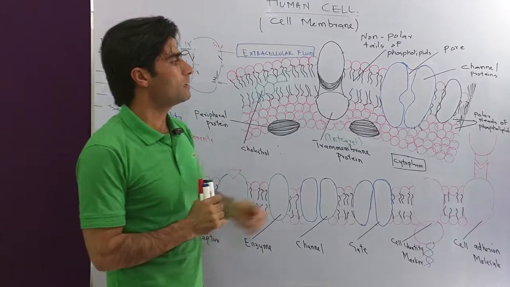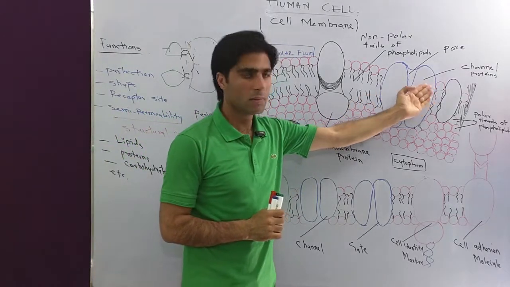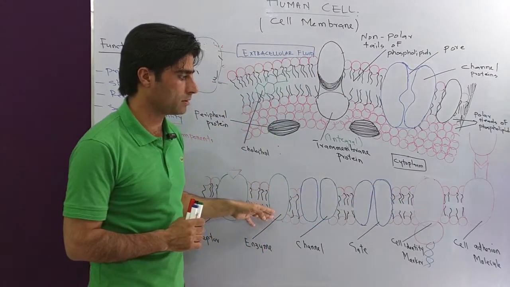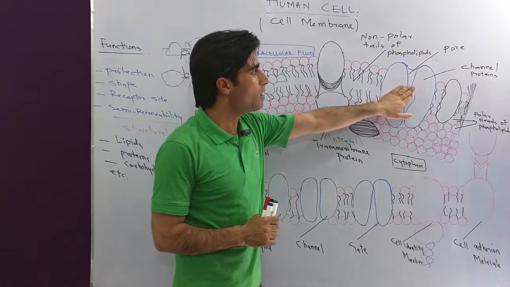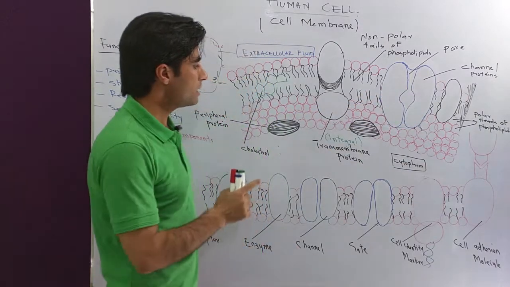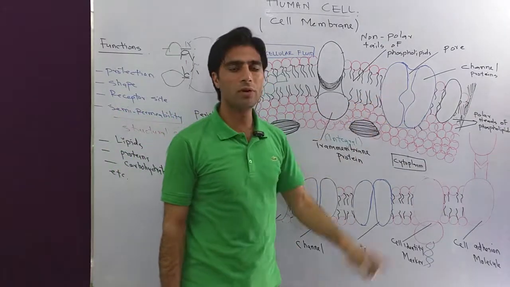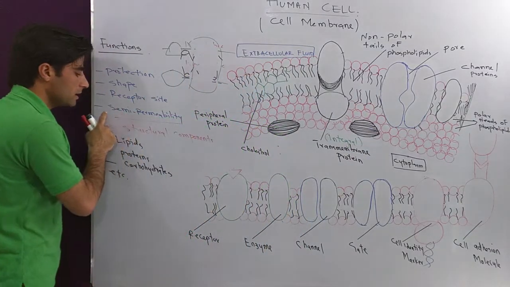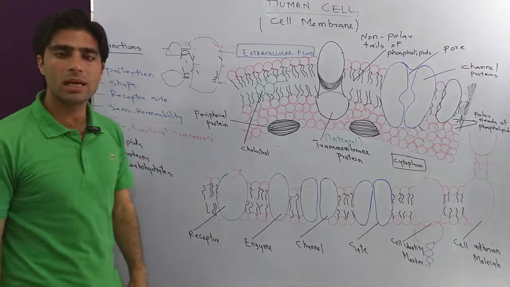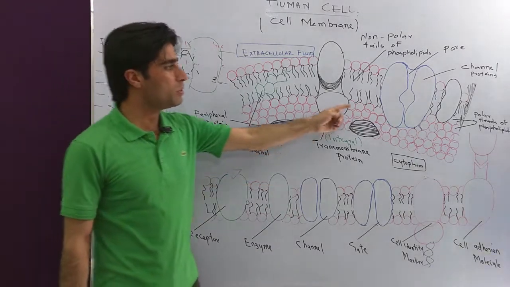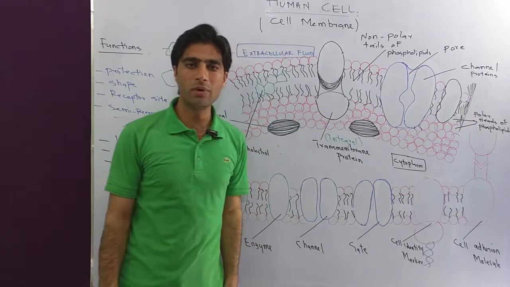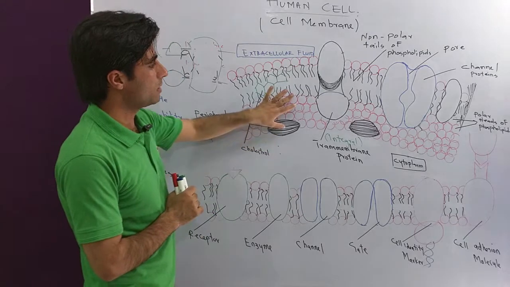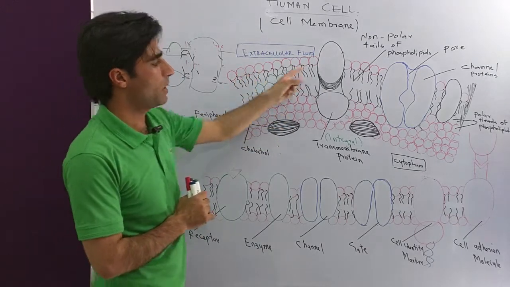Along with that, there are certain channel proteins. There are different types of proteins, which will be coming in the later structure. These are the channel proteins, and they are responsible for the movement of certain molecules. As I told you, the cell membrane is responsible for semi-permeability. So these channel proteins will be allowing some molecules and restricting others. So this was about the structure of the plasma membrane.